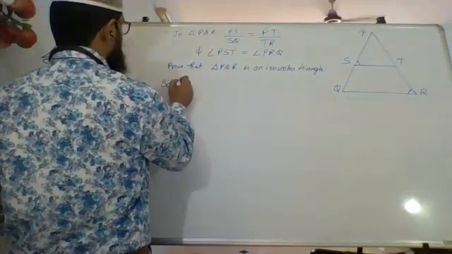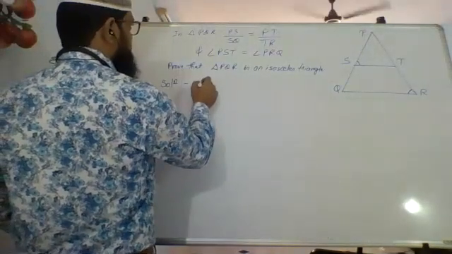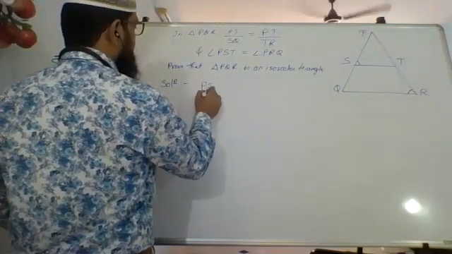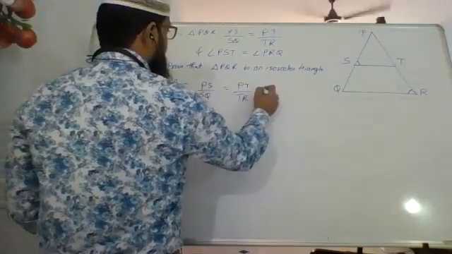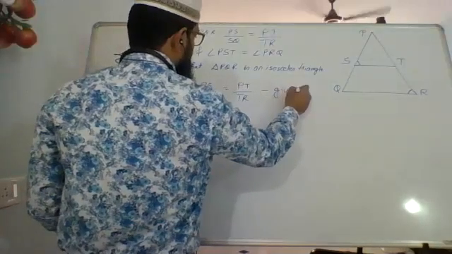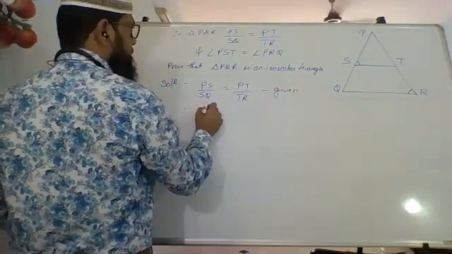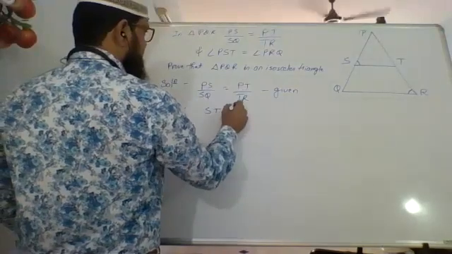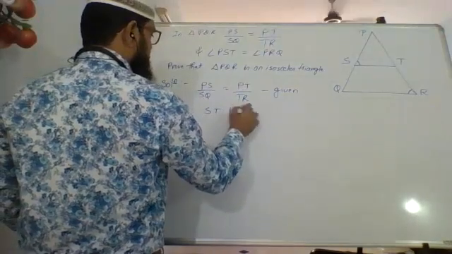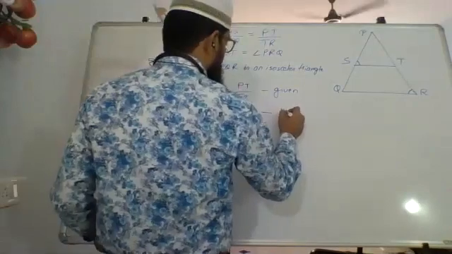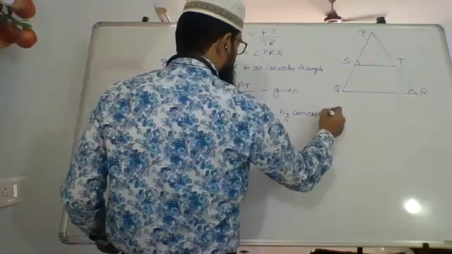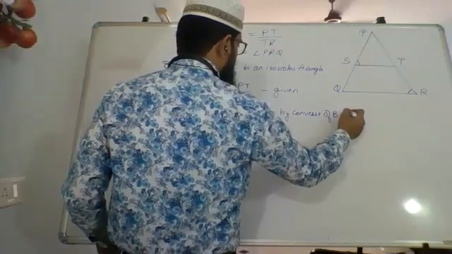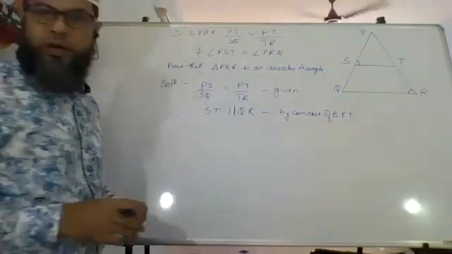Please copy this. Solution. PS upon SQ equals PT upon TR. This is given to me. Therefore, ST is parallel to QR. Reason: by converse of BPT.